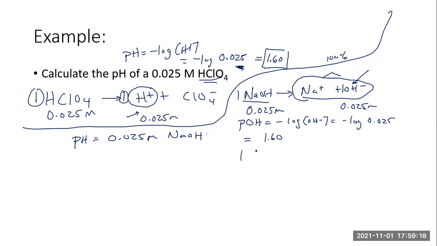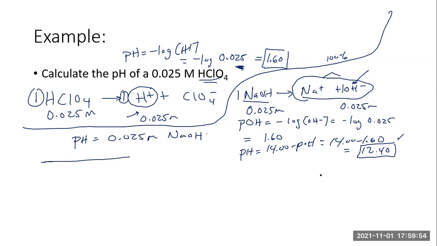The pH can be found by taking 14 minus the pOH, which means 14 minus 1.60 yields us a 12.40 pH. And that does make sense. 12.40 is definitely above 7. It is definitely basic. And since sodium hydroxide is a strong base, I would expect, obviously, my pH there to be in the basic range. Any question on that one there?